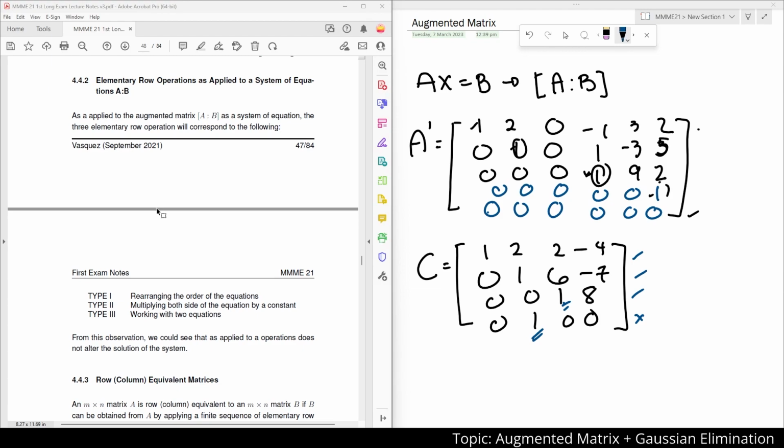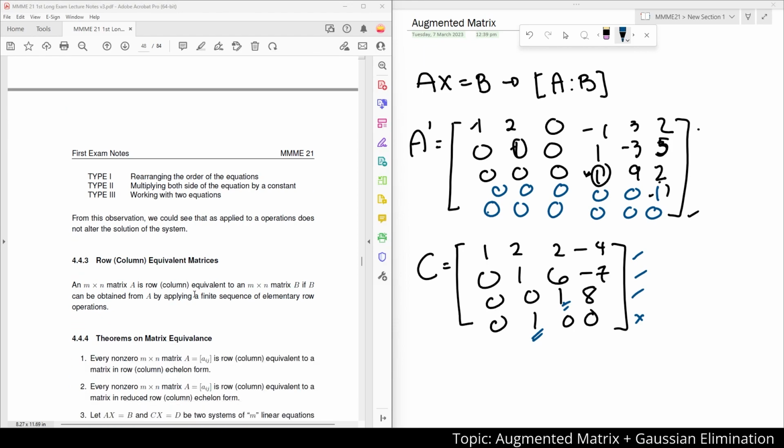As applied to augmented matrix AB as a system of equation, the 3 elementary row operations will correspond to the following. Type 1 is rearranging the order of the equations. Type 2 is multiplying both sides of the equation by a constant, and type 3 is working with 2 operations. Okay? From this observation, we could see that these operations do not alter the solution of the system. So if we do itong operations na to sa ating system of equation, hindi dapat magbabago ang value ng hinanap natin na x, y, z, x1, x2, x3, and so on.